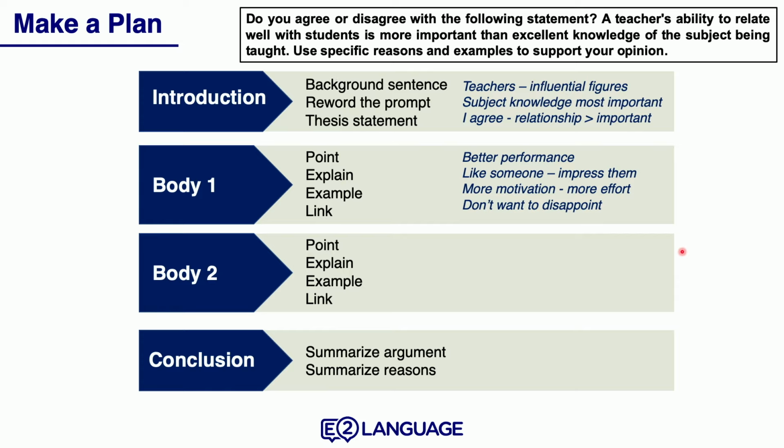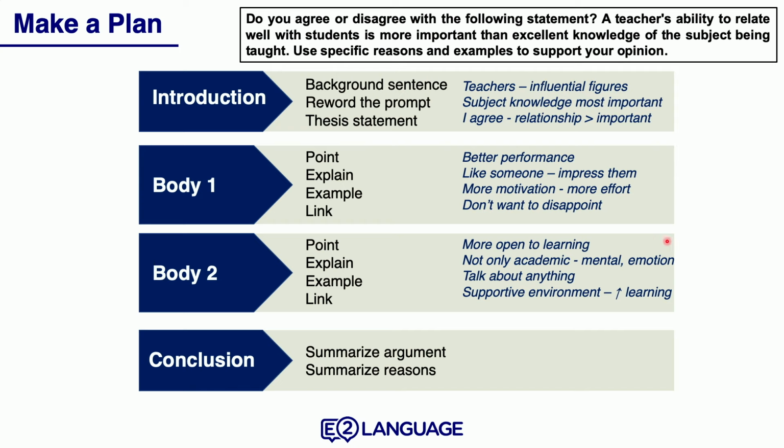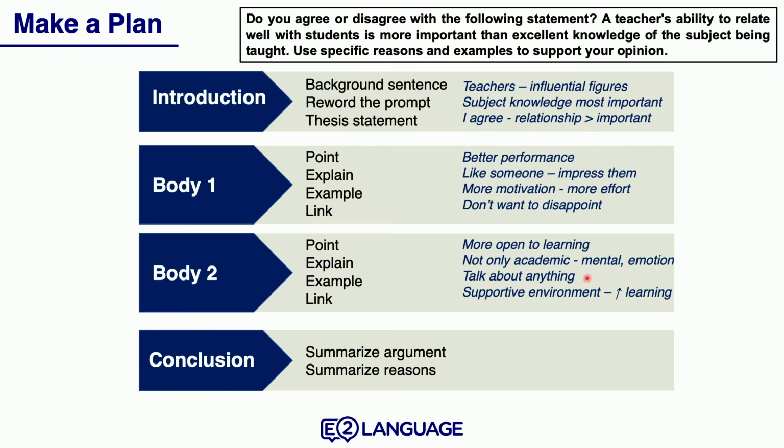So on to body two now. And my second point, or my second reason why the teacher-student relationship is more important than teacher knowledge. So here I want to say that this relationship means that students are more open to learning. This is because the teacher's job is not only to impart academic material, but also to provide emotional support, mental stimulation for their students. For example, when a student feels comfortable with a teacher, they can talk about anything, and this supportive environment can lead to better learning.